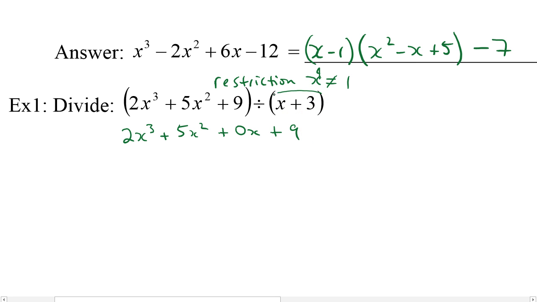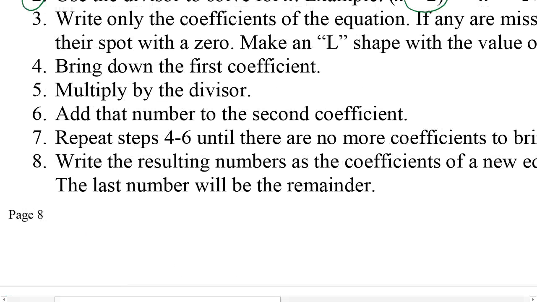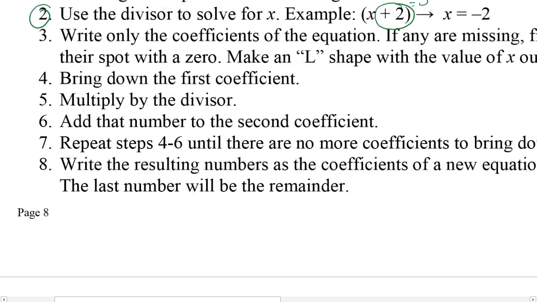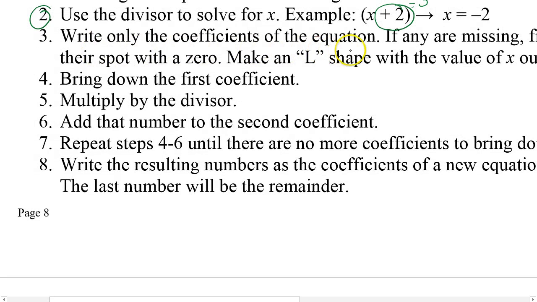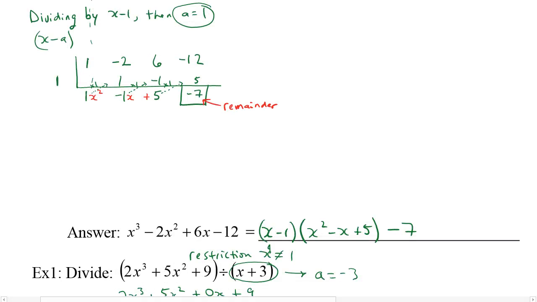So when I'm thinking about that x plus 3 here, I'll think, oh, okay, that means that my a value is going to be equal to -3. Okay, so this 0 part, let me see where that is in the steps. It says, write only the coefficients of the equation. If any are missing, fill in their spot with a 0. Make an L shape with the value of x outside. Okay, so that's what we've done here.